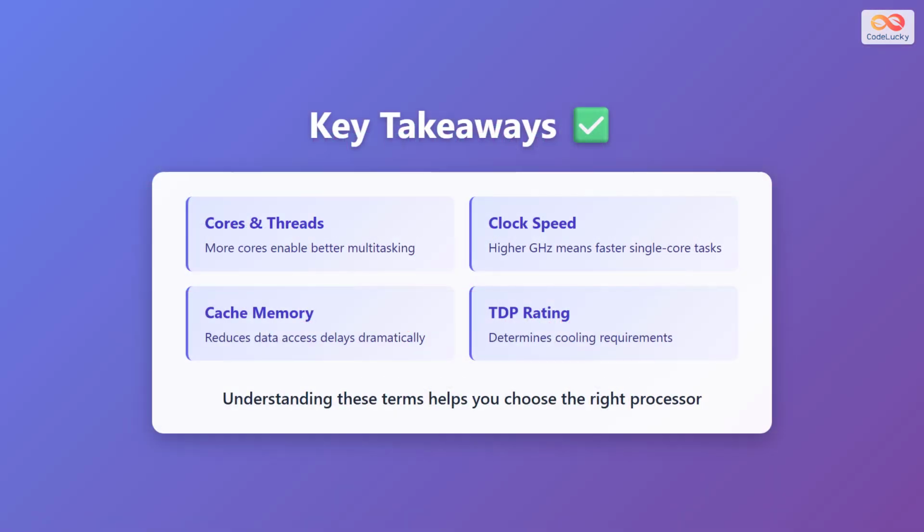Let's recap the key concepts. More cores and threads enable better multitasking performance. Higher clock speeds in gigahertz mean faster processing for single-core tasks. Cache memory reduces data access delays dramatically. And the TDP rating helps you determine what cooling solution you need. Understanding these processor terms will help you make informed decisions when choosing or upgrading your computer's CPU.